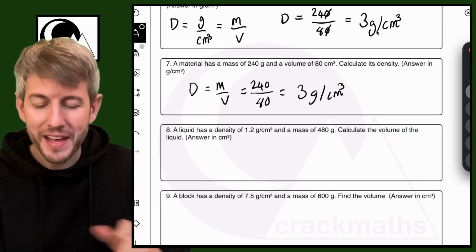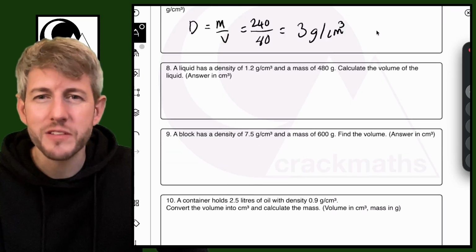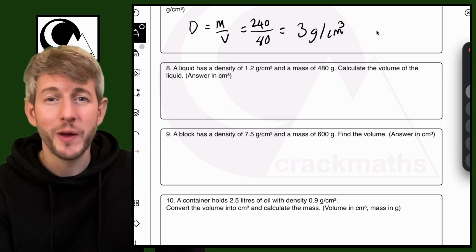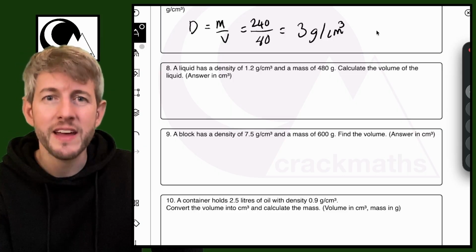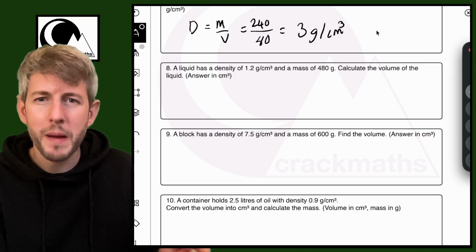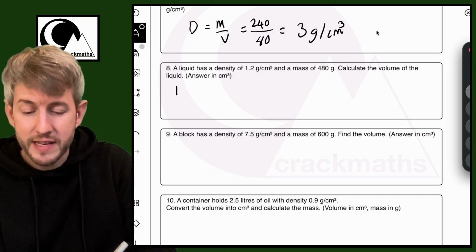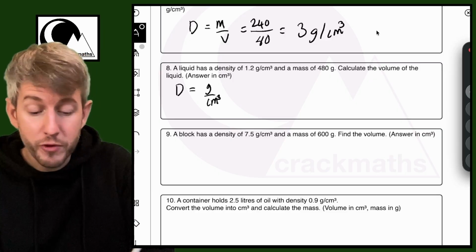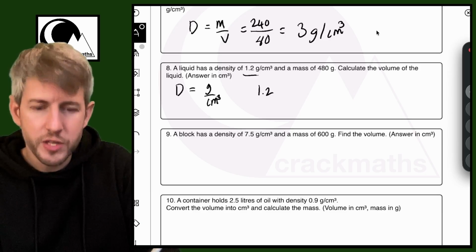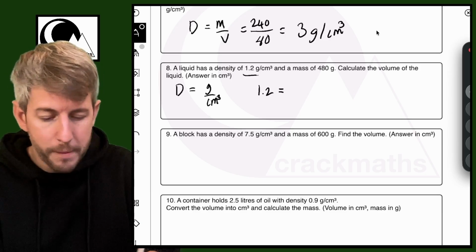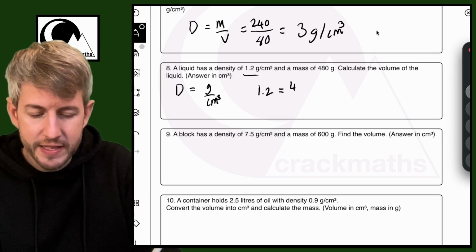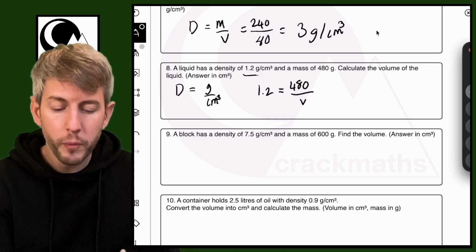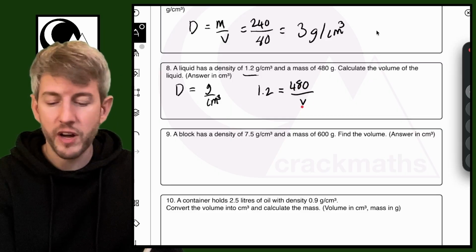Right, question 8. Question 8 we have here is a liquid has a density of 1.2 grams per centimetres cubed and a mass of 480. Calculate the volume of liquid. So remember, it's grams per centimetres cubed, so the density equals the grams over the centimetres cubed. Okay, so in this case, we've got the density this time. So we have 1.2 is equal to the mass, which is the grams, so the 480, over the centimetres cubed, which is the volume. So here we go, we've got 1.2 equals 480 divided by V.